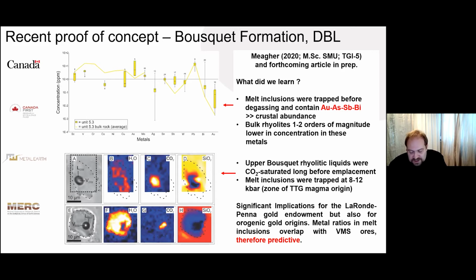So clearly, this work has important implications for very gold-rich VMS systems like Laurent-Penna, but also probably more broadly for orogenic gold in the Archean. And the fact that there's overlap between melt inclusion metal contents and VMS ores in terms of composition stresses the predictive power of this study. So Priyal's going to take over now and explain where we are in the zircon melt inclusion VMS project at its very early stages.